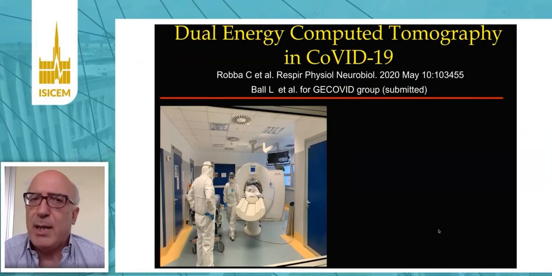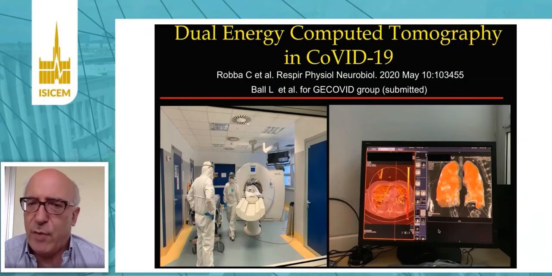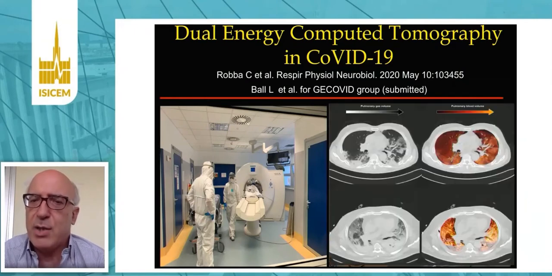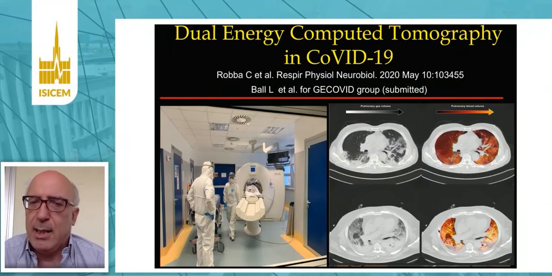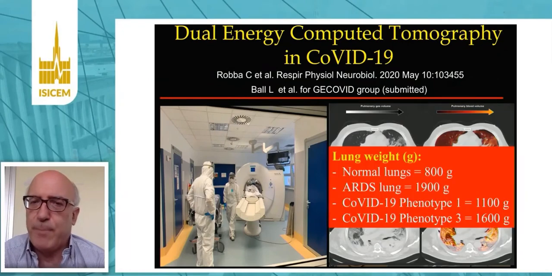We recently investigated COVID-19 patients by dual energy computed tomography. This was one of the first images that we got in our patients, and this is a very typical image. On the top, the so-called phenotype 1 with ground glass lesions and less consolidated areas, and on the right, the pulmonary blood volume measured by dual energy computed tomography. In the lower panel, phenotype 3, indicating consolidated and ground glass areas with a different distribution of perfusion.